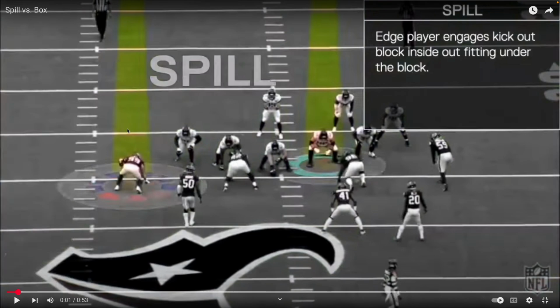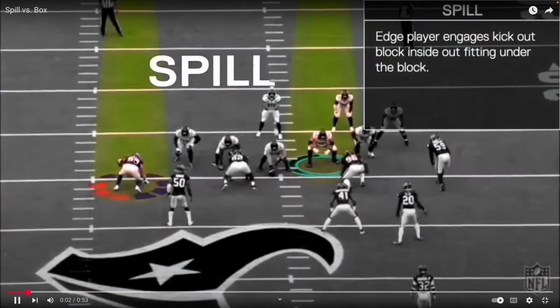What this means is that a puller is coming towards you from the other side of the offensive line and he just wants to kick you out. What you're going to do is squeeze down into this space and spill. And we're going to use the wrong arm technique mostly. All that means is your outside shoulder is going to go on the inside shoulder of the offensive lineman. So let's just watch this.